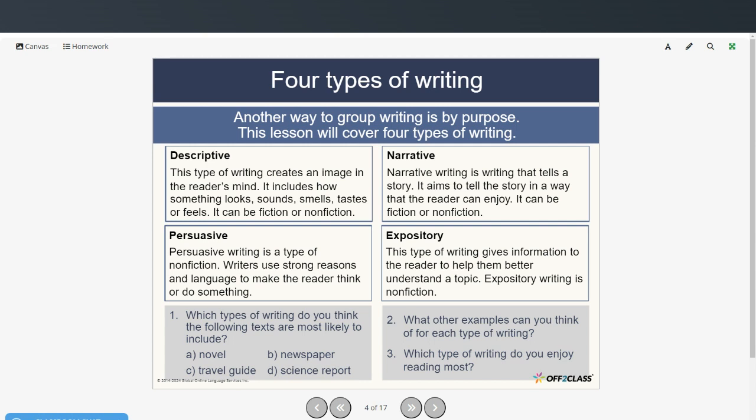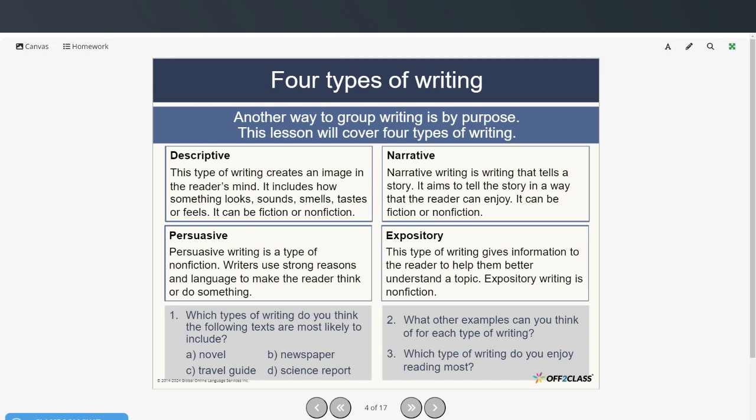All right, another way to group writing is by purpose. And so this lesson is going to cover 4 types of writing. The first is descriptive. This type of writing creates an image in the reader's mind. It includes how something looks, sounds, smells, tastes, or feels, and it can be either fiction or nonfiction.